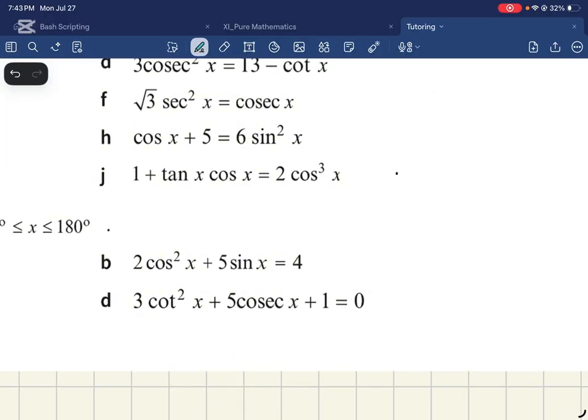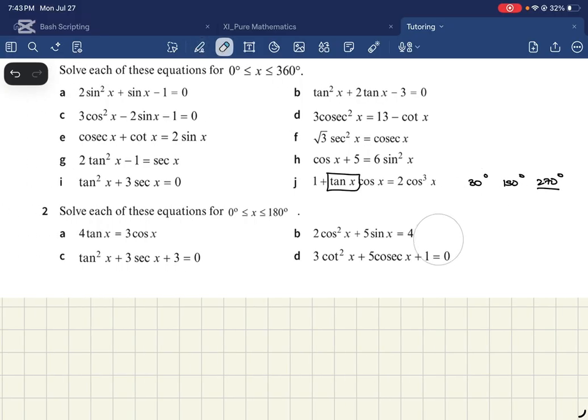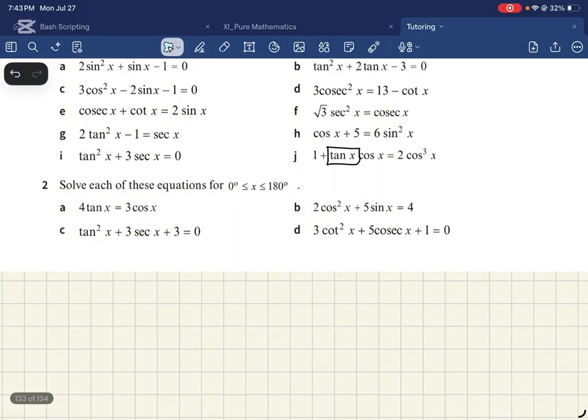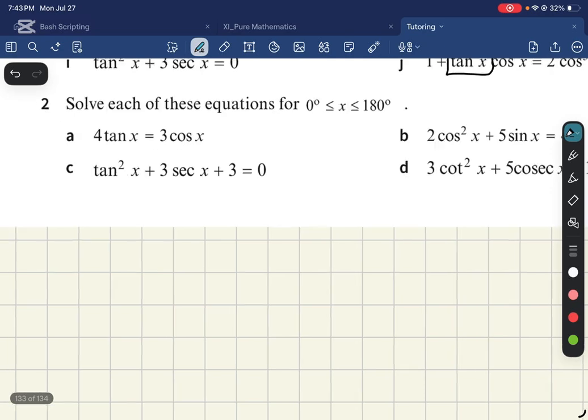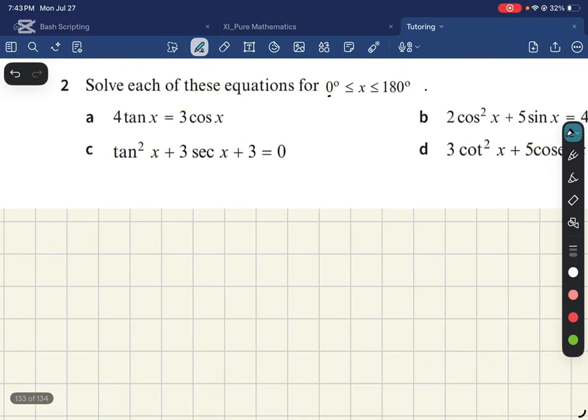The textbook lists 30 degrees, 150 degrees, 270 degrees. Now, 270 degrees does look like a valid solution, but the problem is tan of x is not defined at 270 degrees, right? Tan of x is asymptotic at 270 degrees. So because of that, there is a domain issue for this question as well. It's a bit ambiguous. So we're going to skip J for now. And possibly if there's a bit more clarity in the future, I'm going to come back and solve it for you. All right, solve each of these equations for this domain restriction.